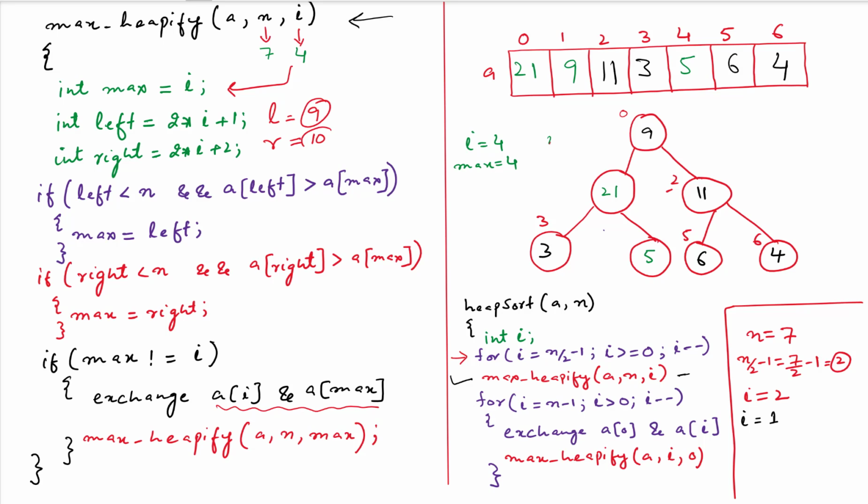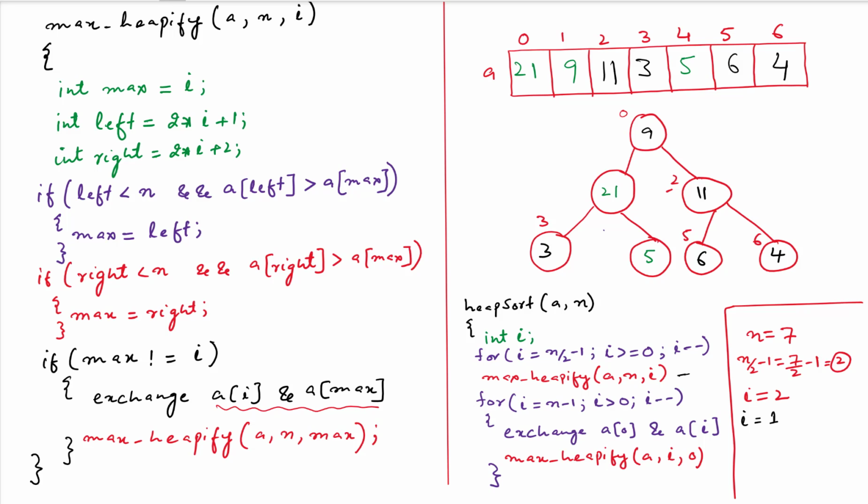We do not have index 9 and 10 in this example, so this condition will fail. Then the next if condition will also fail, and then we see if max is not equal to I, and this is also not true because max and I have the same value, that is 4. We will come out of this if condition also, and again we go back to the for loop on the right side here. So let me remove this extra stuff written here.